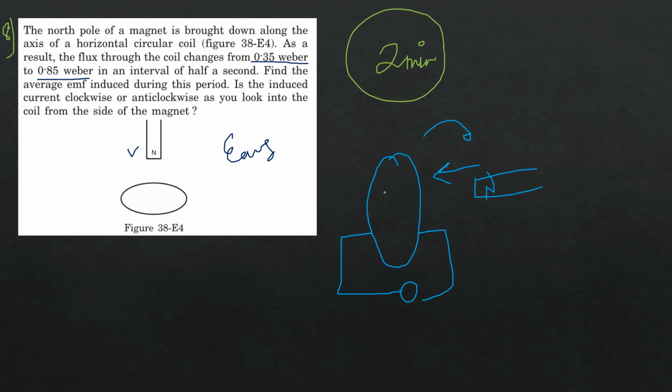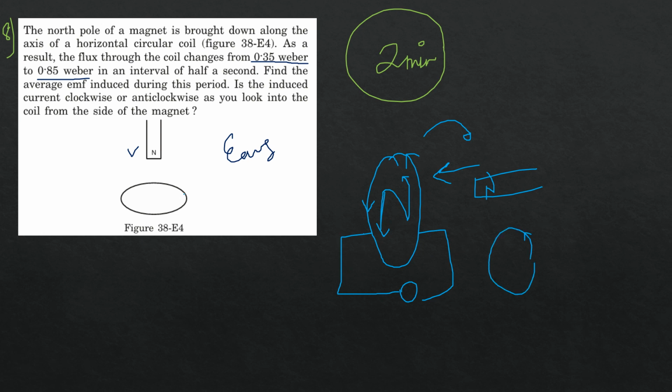So it will produce what? North pole, like this, on this part of the coil. North pole means like this. See, you just have to match this direction. This is a trick to remember. Just do n and just do this thing. So this is which direction? Anti-clockwise.